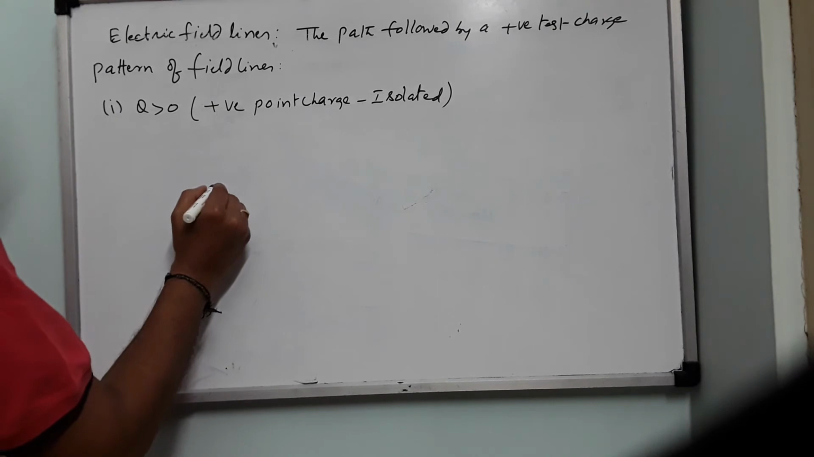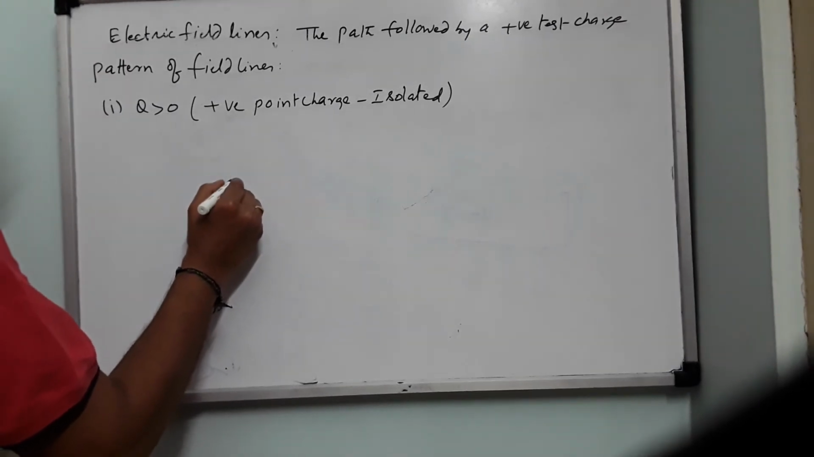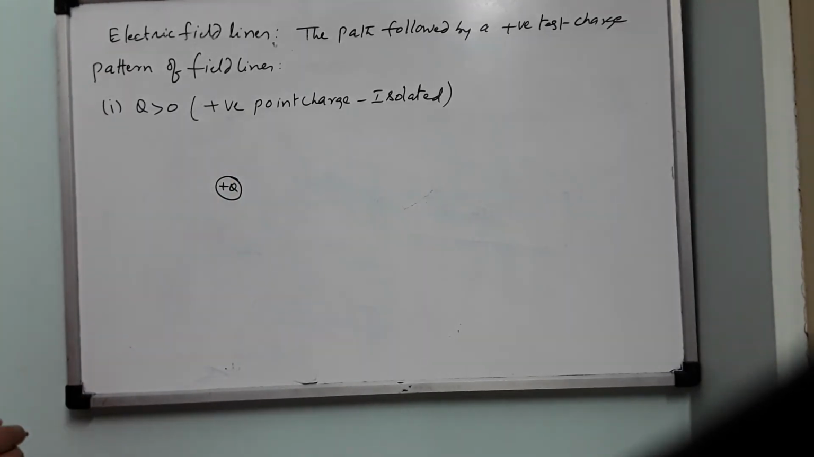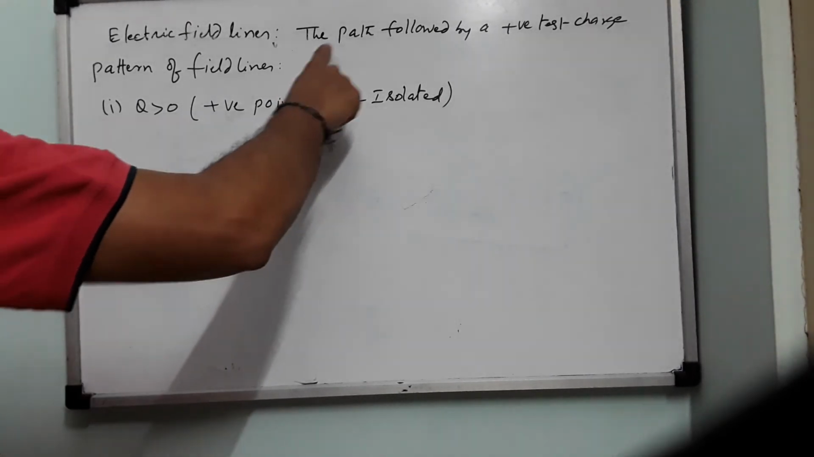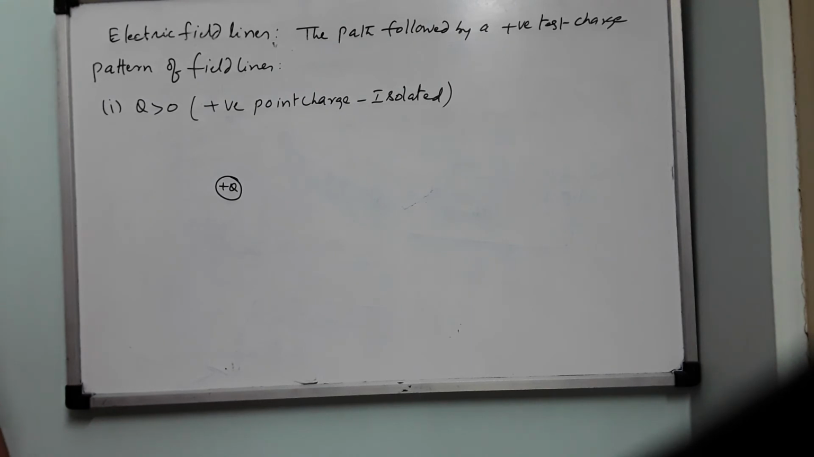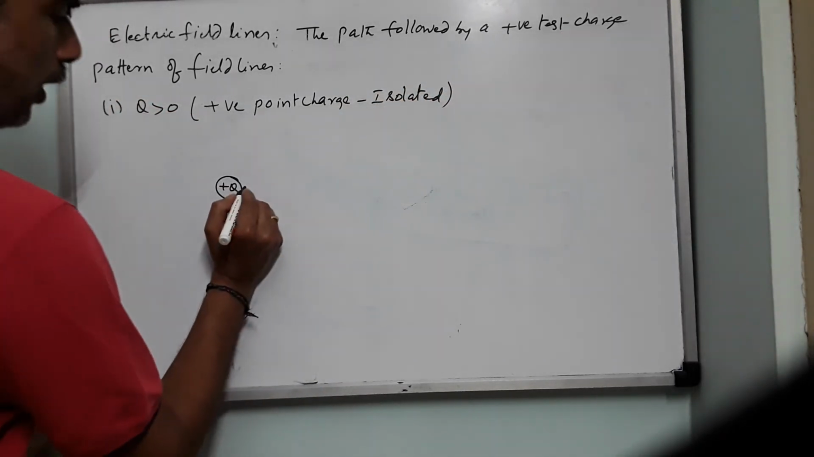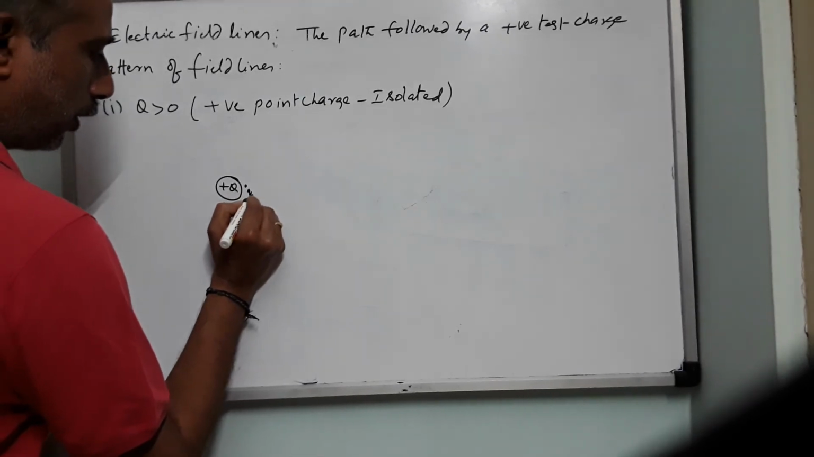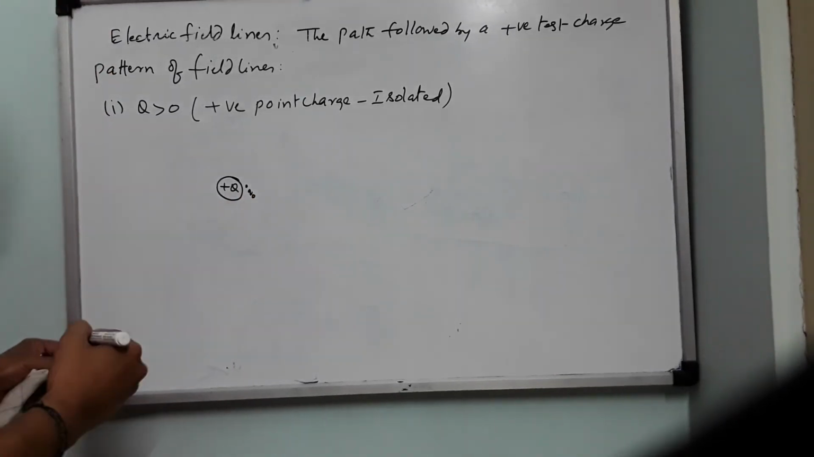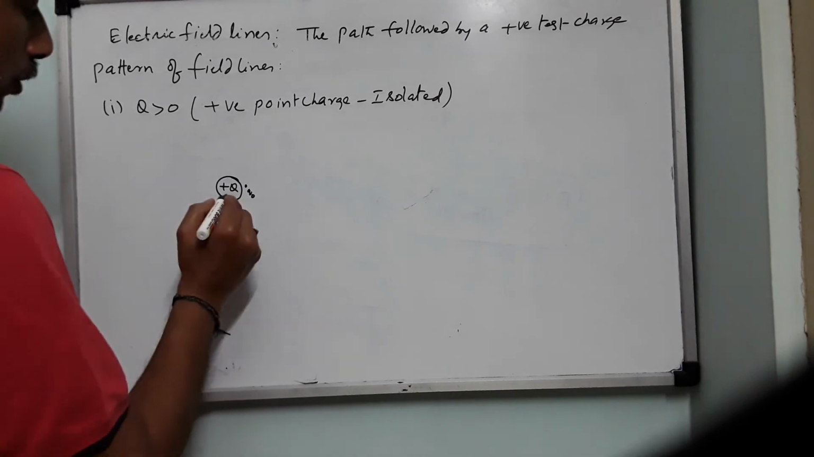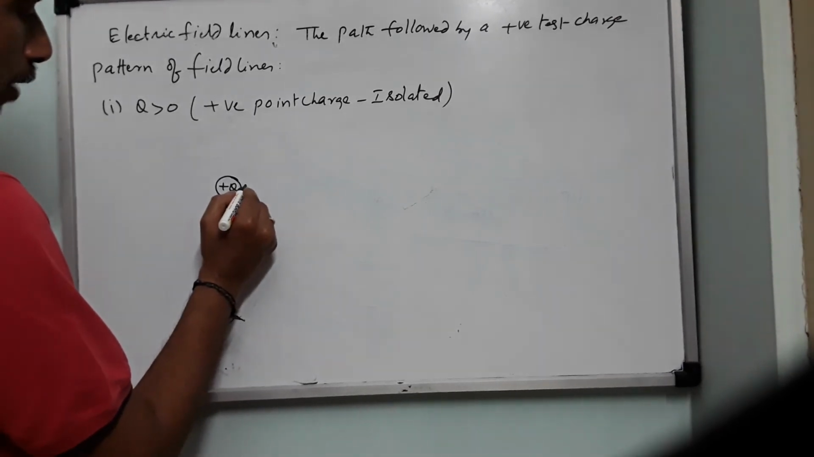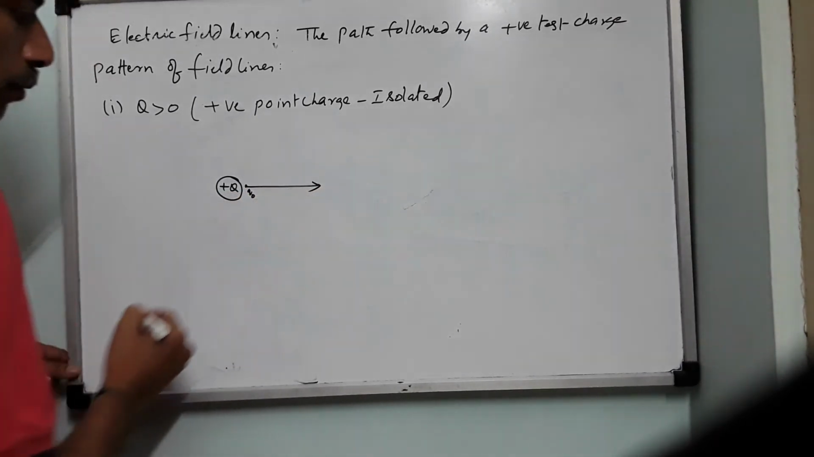So let me consider this. Here there is plus Q. This is my source charge. To draw the electric field line, how did I define it? The path followed by the positive test charge. So I want to draw the pattern of electric field lines for this source charge plus Q. So I should take the help of a positive test charge. Take a positive test charge and keep it very close to this plus Q, this Q naught, whose magnitude is tending to 0. Because of this, Q naught will have a repulsion in this direction and it will move.